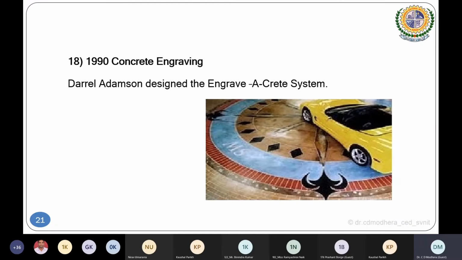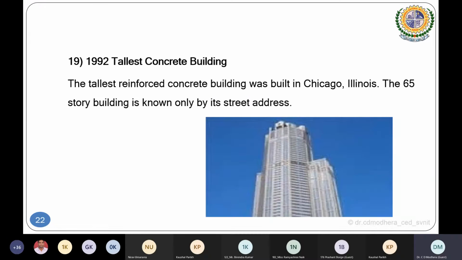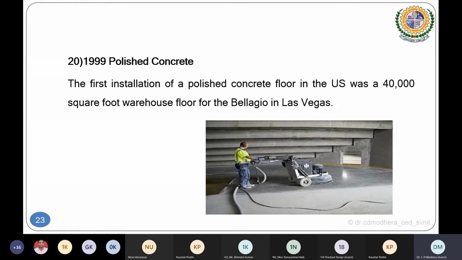This is another structure. Now concrete engraving is also one of the systems, you can say, for getting different shapes. Tallest concrete building: the tallest reinforced concrete building was built in Chicago, Illinois. The 65-story building is known only by its street address. This tallest concrete building was built in 1992. In 1999, polished concrete was also introduced, with installation in the US only. The area was a 40,000 square foot warehouse floor for the Bellagio in Las Vegas.